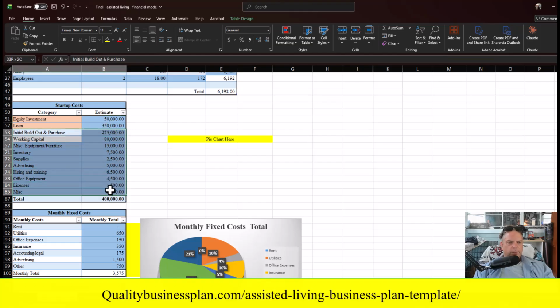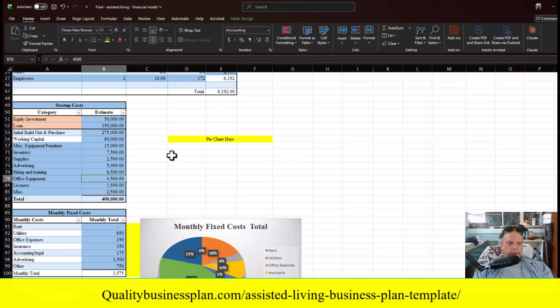The next section is going to be your startup costs. How much do you need to get started? For this particular example, I'm saying to buy the business, or acquire the land and build it, it's going to be $275,000. Working capital is the amount of money you're going to have in a checking account day one in order to keep your lights on and stuff. Miscellaneous equipment and furniture is, again, $15,000, an estimate. Your inventory, your supplies, your advertising is super important to put all of your advertising that you're going to be doing. And it's so important to remember, this is before the bell. This is before you get your business started, and I'm estimating $5,000.